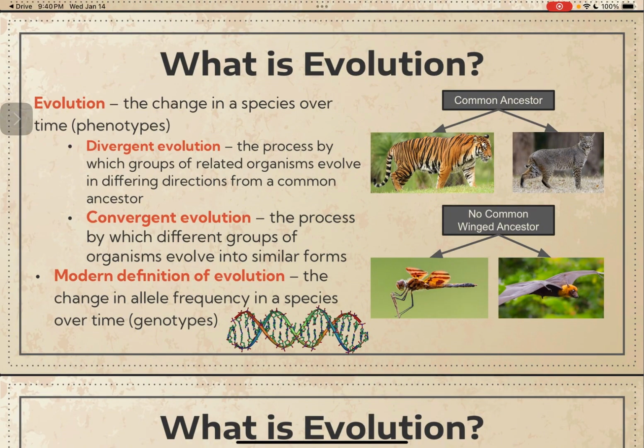Convergent evolution, on the other hand, is the process by which different groups of organisms evolve into similar forms, which means they don't have a common ancestor at all, but somehow they evolved to have similar features. So if you look at the right-hand side again, both the bat and the dragonfly don't have a common ancestor, but they both have wings. They both fly. And then our modern definition of evolution is the change in allele frequency in a species over time. So this is genotype. Instead of looking at the phenotypes, we're now looking at what we can't necessarily see with our eyes. We're looking at genotypes, alleles, how our genes and alleles change over time.